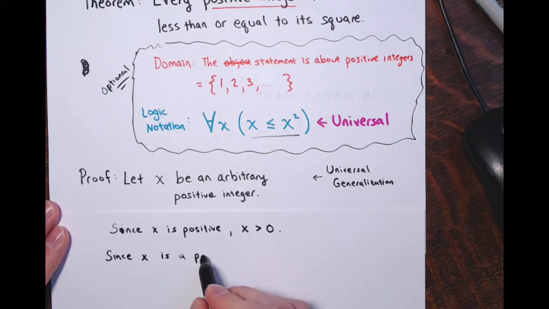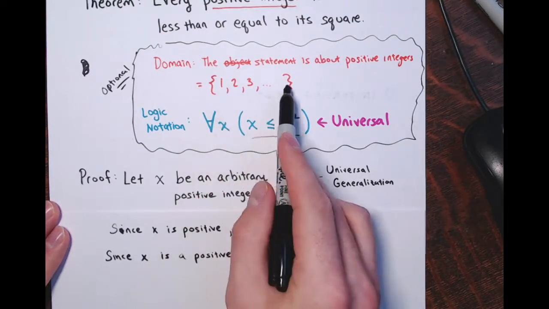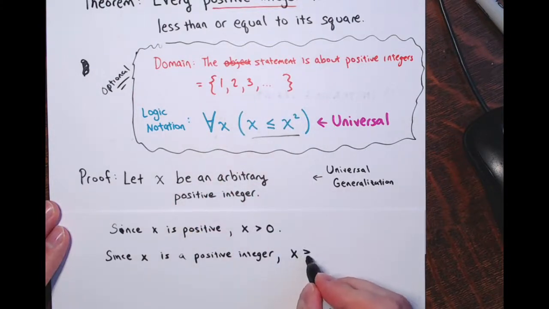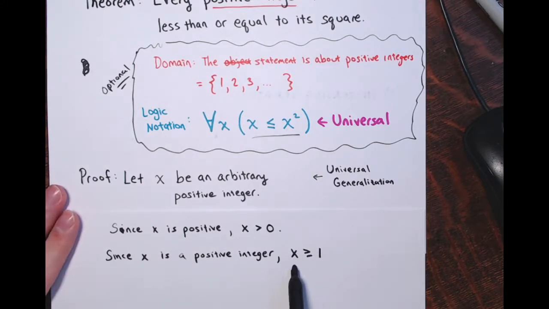Right? Since x is a positive integer, and we can see it in my list up here, not only is x greater than 0, but we can go a little further. All right, so since x is a positive integer, you see from my list, the positive integers are all greater than or equal to 1. We could even go further with that. And now I'm working with this inequality. x is greater than or equal to 1.